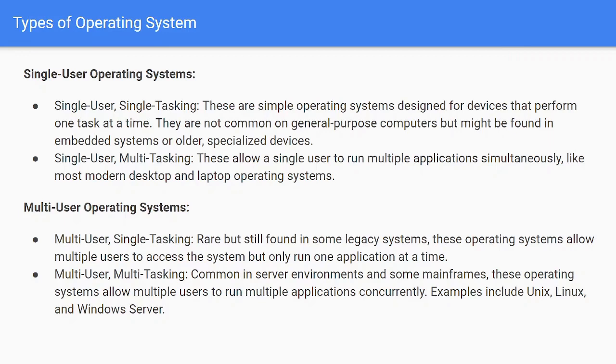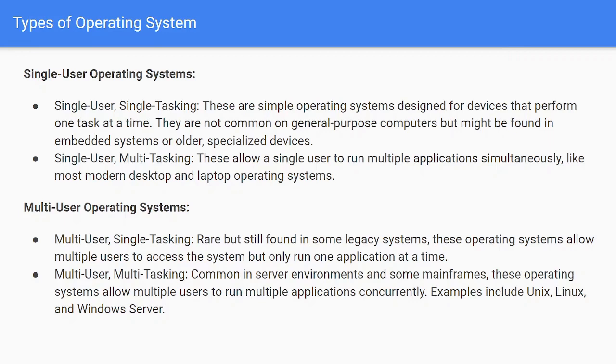The next one, we have the multi-user operating system. We have multi-user single tasking. This one is rare, but can still be found in some legacy systems that allow multiple users to access the system but only run one application at the same time. That is, multiple people can make use of this operating system but can only perform one task, one application, at a time.